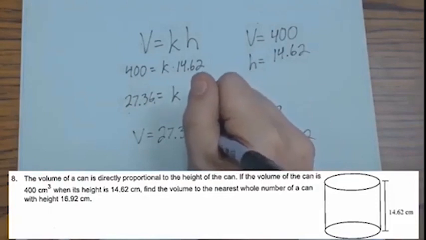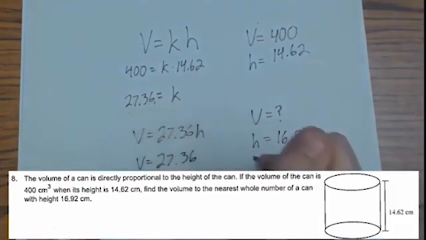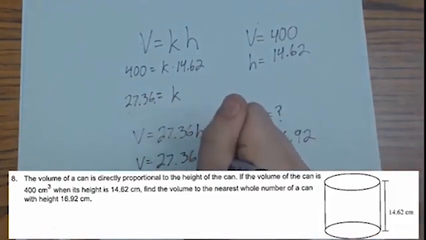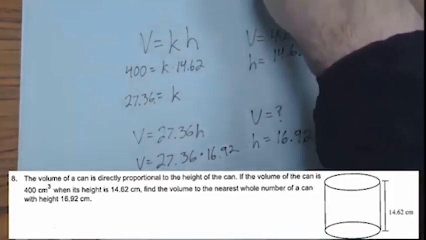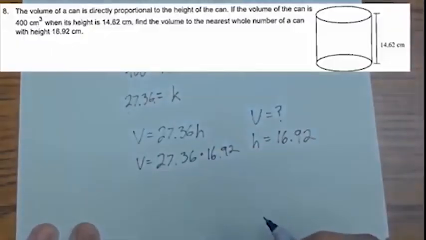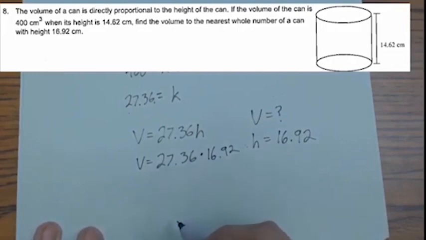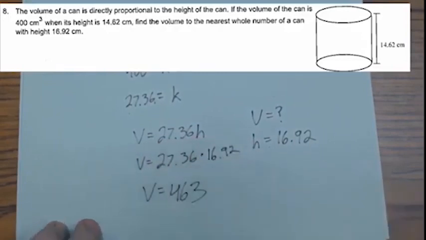V equals 27.36 H. What is V when H is 16.92? So we have to do 27.36 times 16.92. It says do not round until the final answer, then round to the nearest whole number as needed. 462.93, that's going to be 463 cubic centimeters.